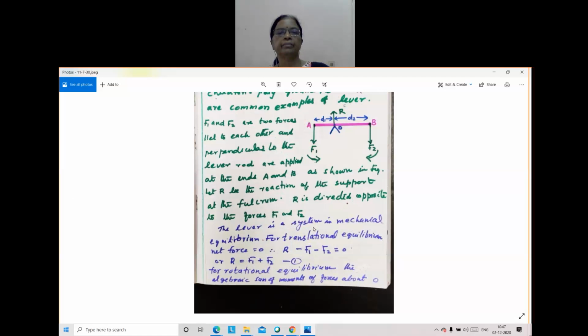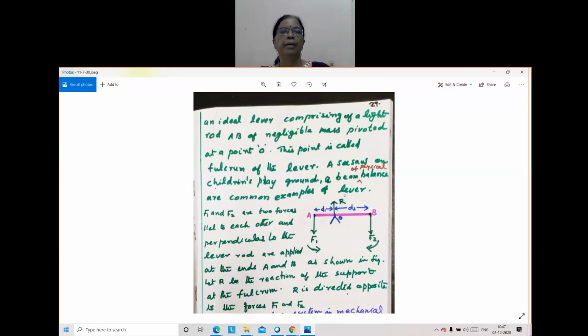Let us see how it works in this figure. What is an ideal lever? Comprising of a light rod. AB is a light rod of negligible mass pivoted at a point O. This point is called the fulcrum of the lever. A seesaw on a child's playground, a beam of a physical balance.